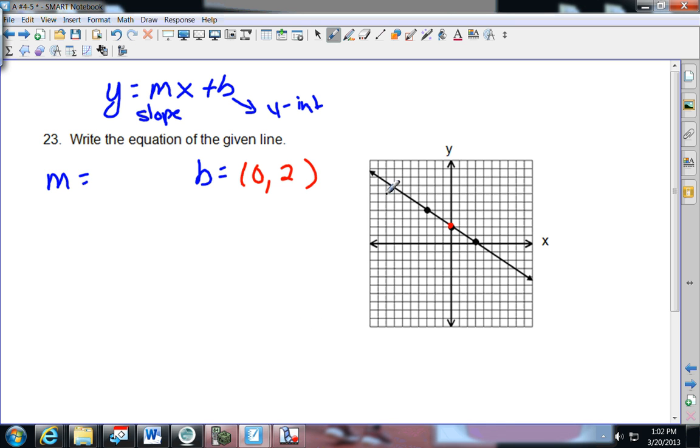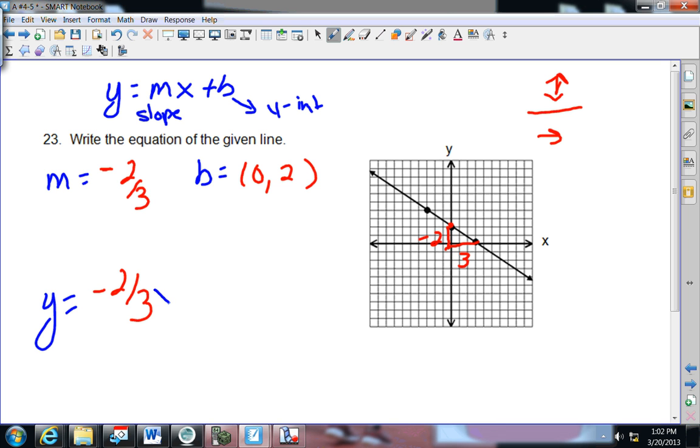My slope, my line is decreasing. That means my slope is going to be negative. I normally start at my y-intercept, and if I know it's decreasing, you always have to go up or down first. Remember, slope is rise over run. So it's how many up and down and how many across. Well, to go to the next point, I have to go down 2 and to the right 3. Negative 2 over 3. So now my equation will be y equals negative 2/3 x plus 2.